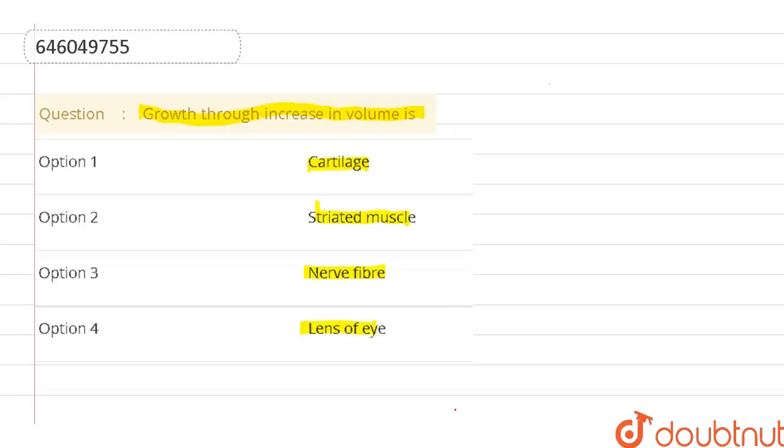Hello everyone, our question is: growth through increase in volume is seen in which of the options: cartilage, striated muscle, nerve fiber, or the lens of the eye. So the correct answer for this question is the second option, that is the striated muscle. Striated muscles are mainly found in the limbs, face, and the tongue of the human.